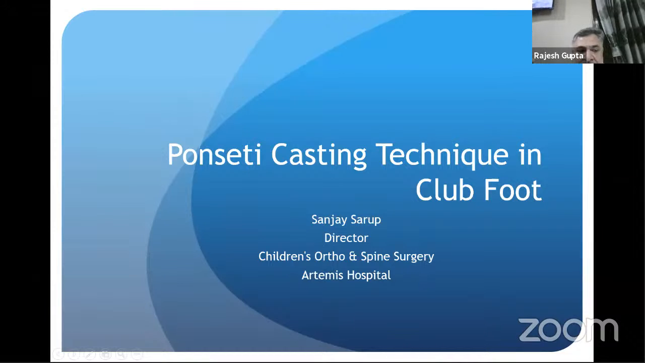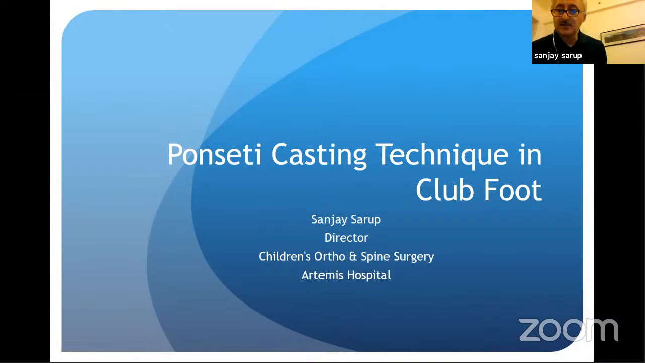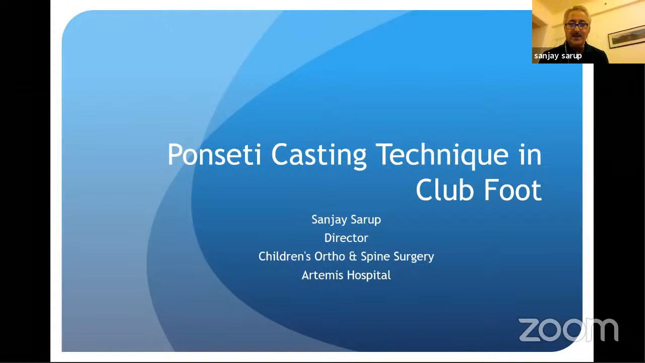Yes, sir. Okay, I'll quickly run through this Ponseti casting technique in clubfoot, being mindful of the time and the late hour that we have right now. So this is Ponseti casting technique in the clubfoot. My name is Sanjay Saroop. I'm a pediatric orthopedic surgeon out of Delhi, NCR, and I'm currently the chairman of pediatric orthopedic division at Artemis Hospital.